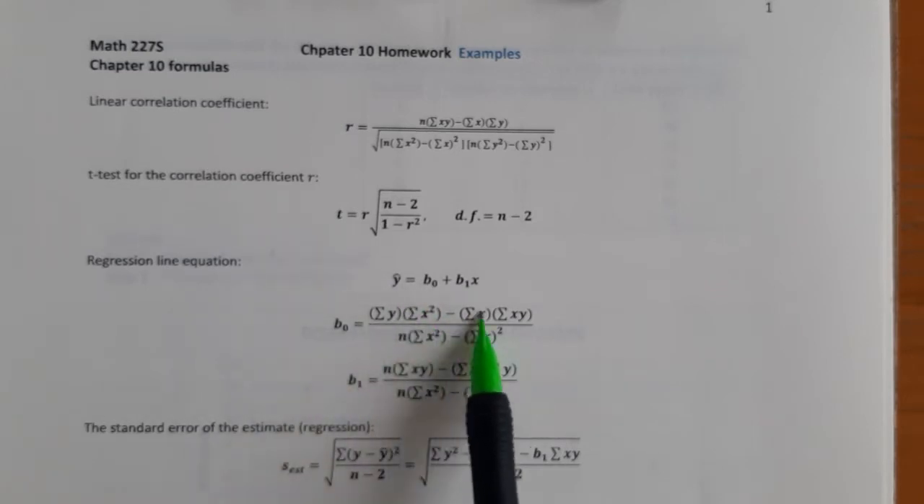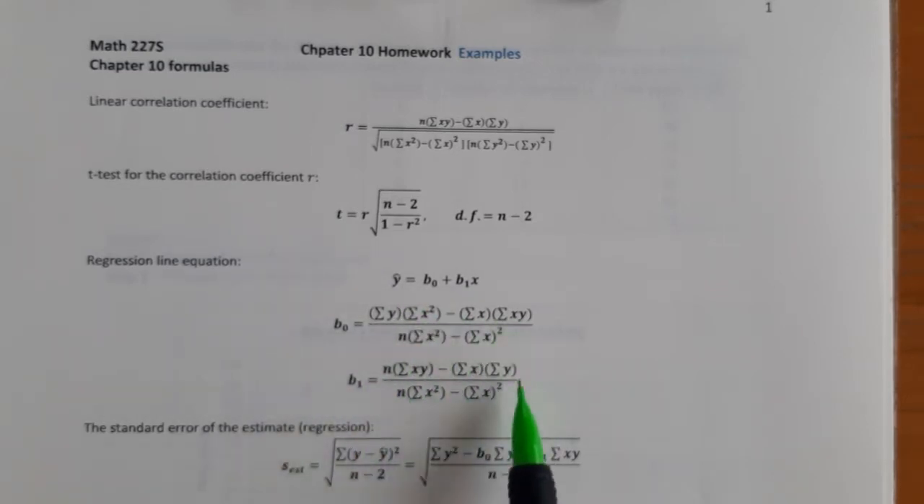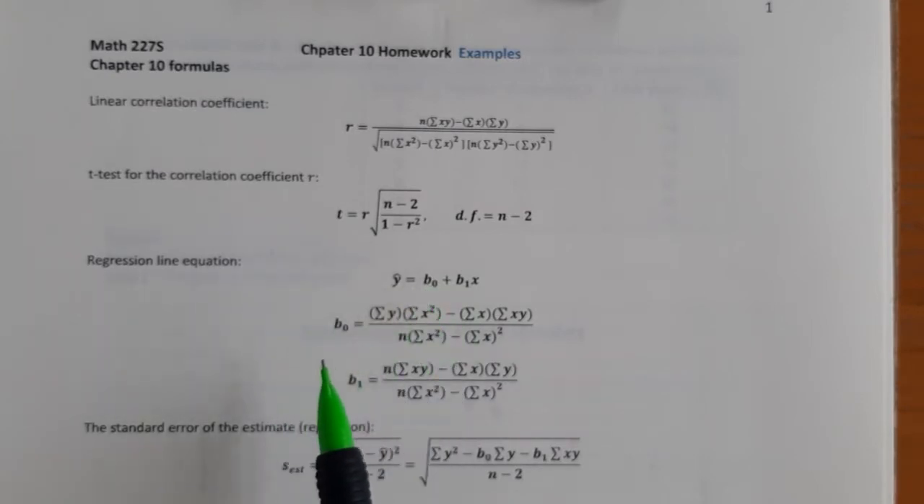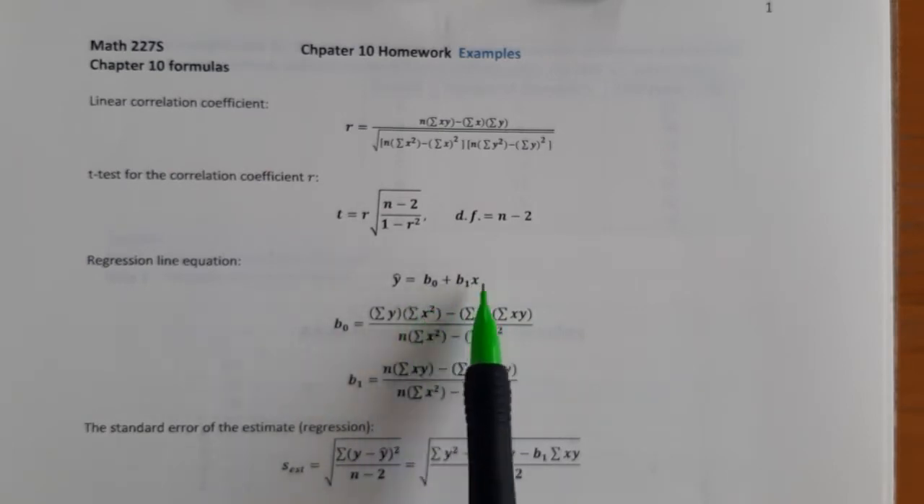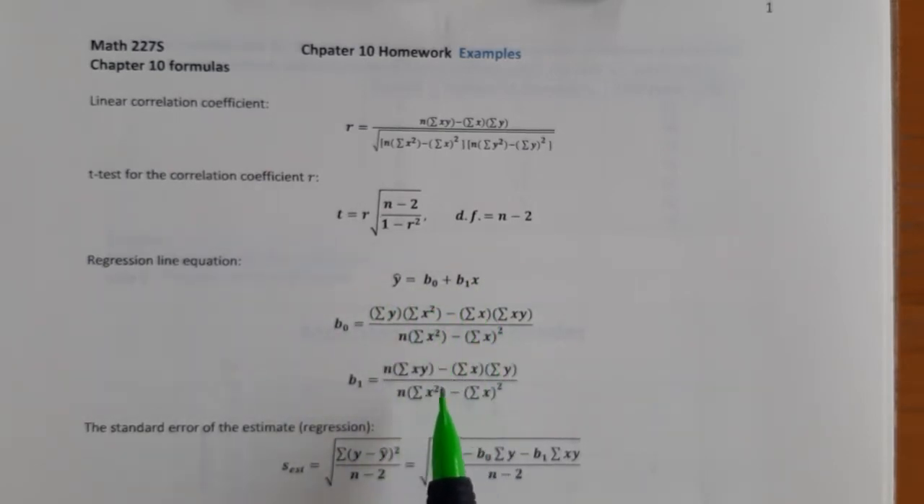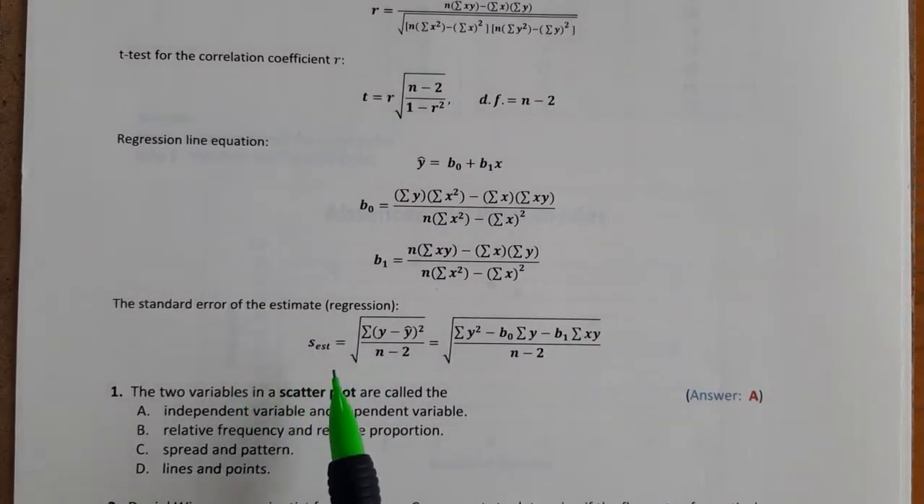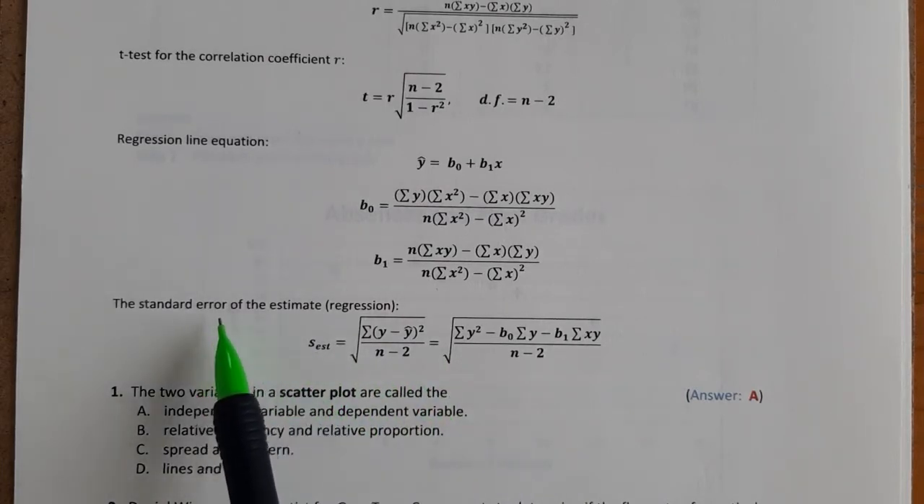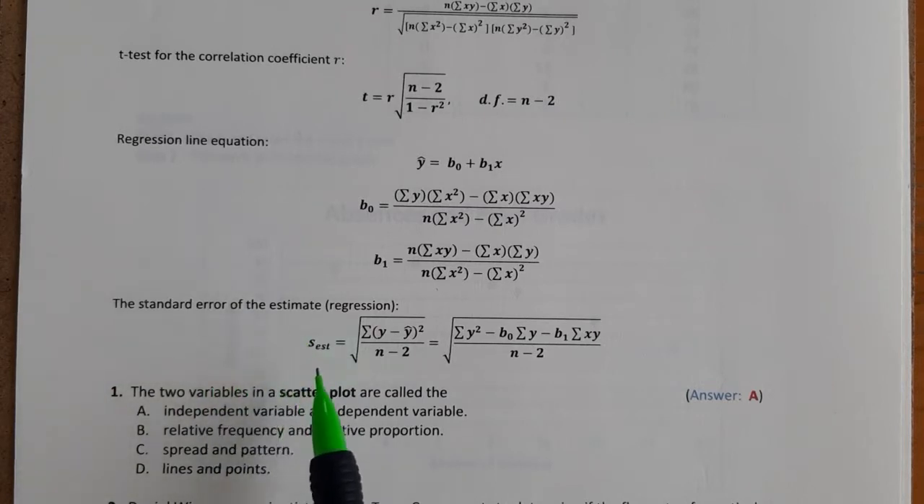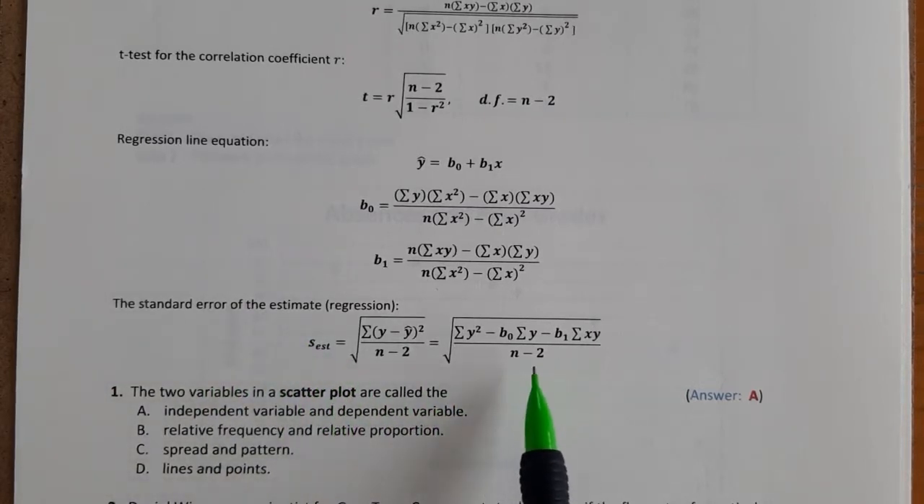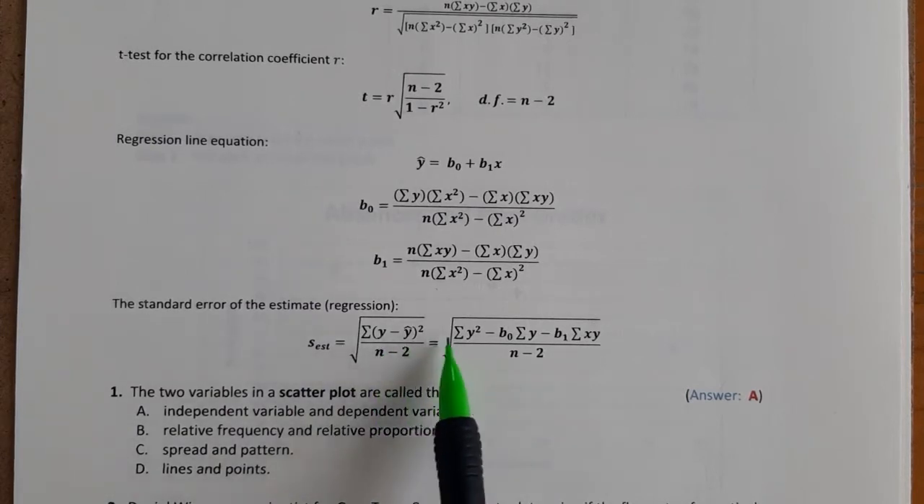The b0 formula, the b1 formula. b0 is the y-intercept. b1 is the slope, and this is the slope-intercept form for the line, the linear regression line. And the next one is the standard error of estimate for regression. It is like a standard deviation, for the regression.